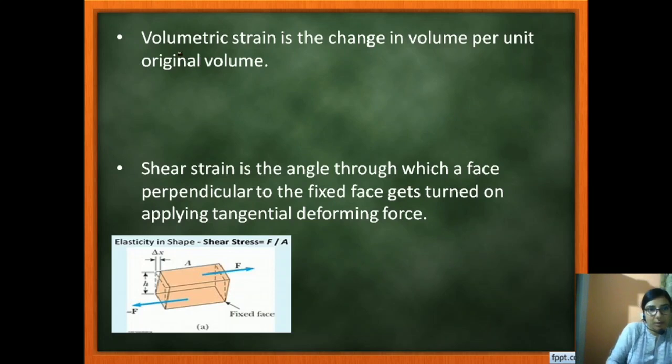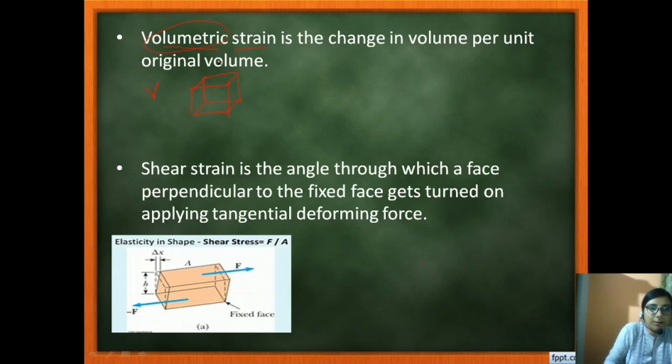Now let's go to the second type of strain, that is volumetric strain. From the name itself you can think this is related to volume. Volumetric strain is related to volume. For example, we consider a cubical box. Suppose we have taken this cubical box. Suppose its initial volume is V.